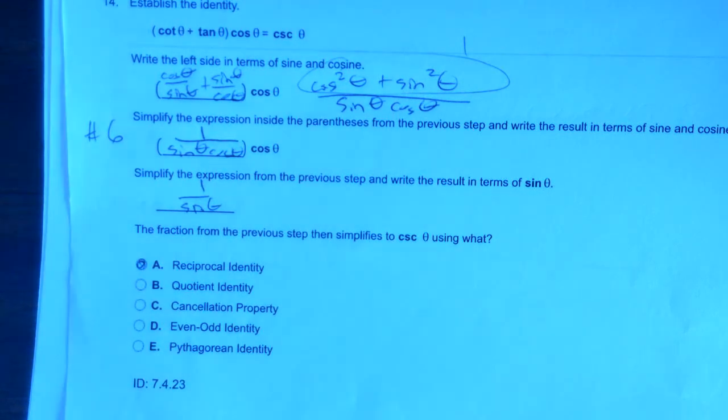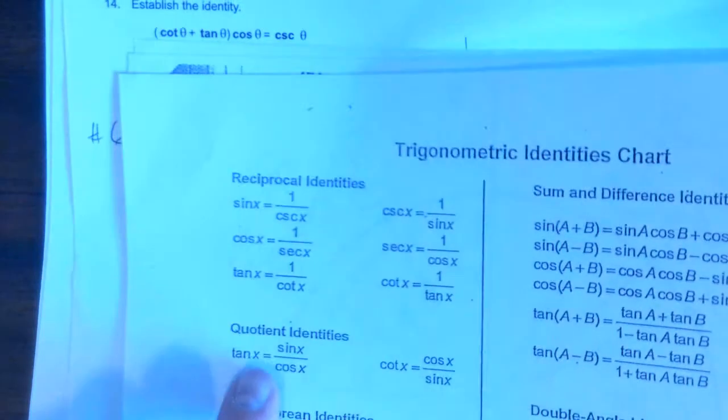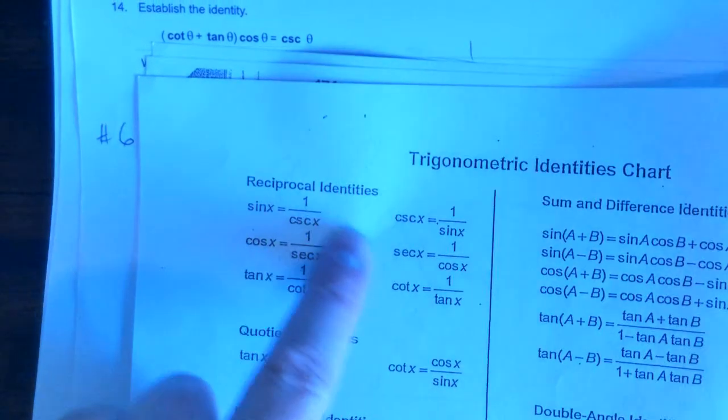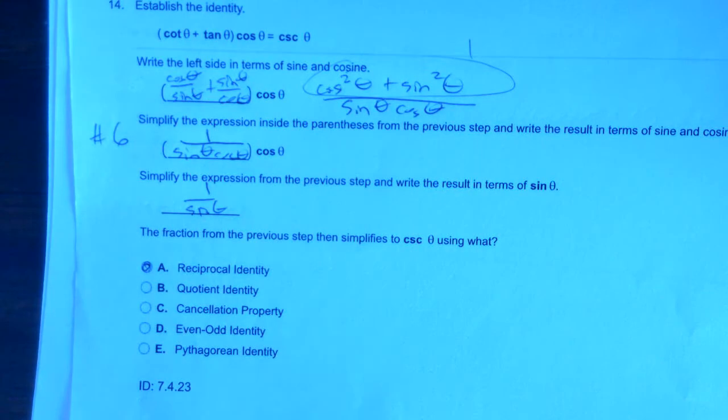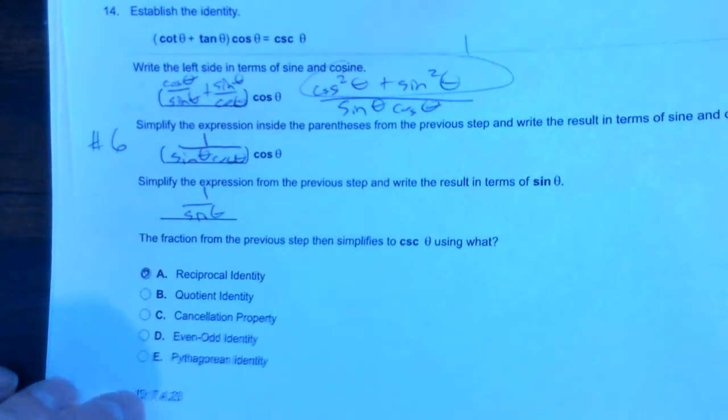Quotient would be if it's sine over cosine or cosine over sine. So there's your quotient ones. Your reciprocals are the ones with 1 over. And that's the end of that video.